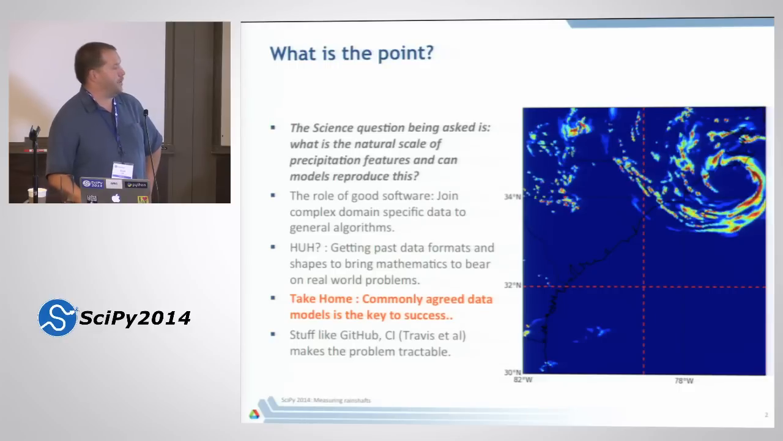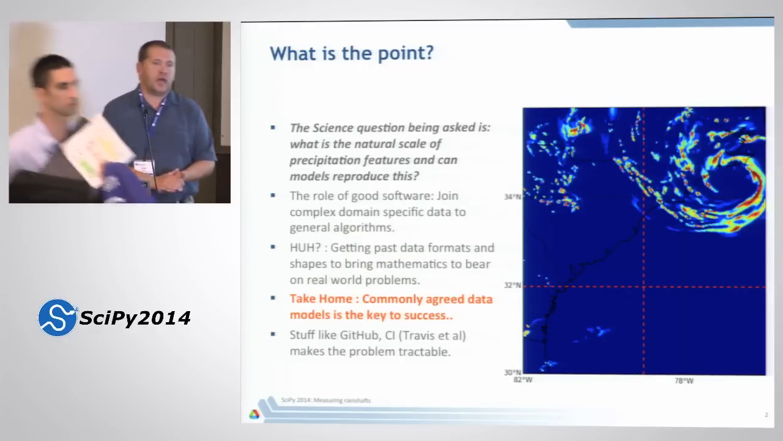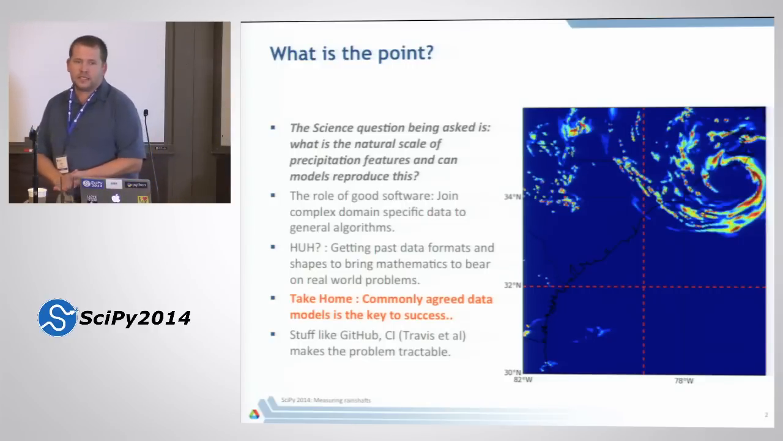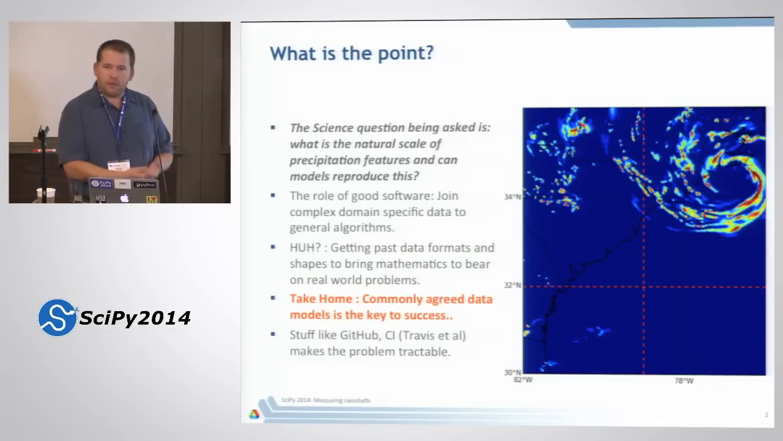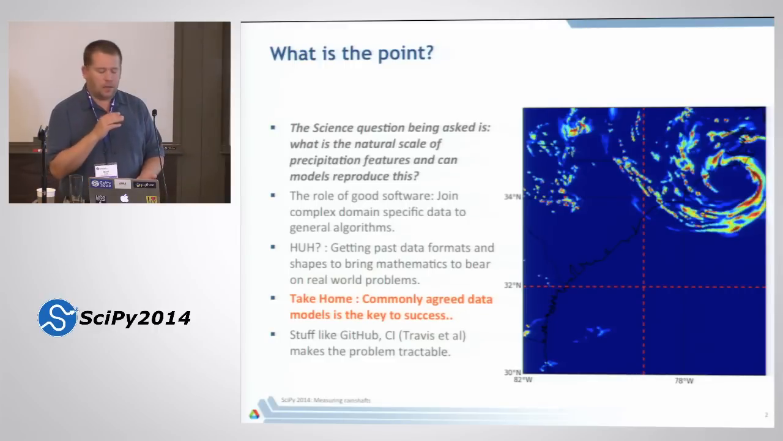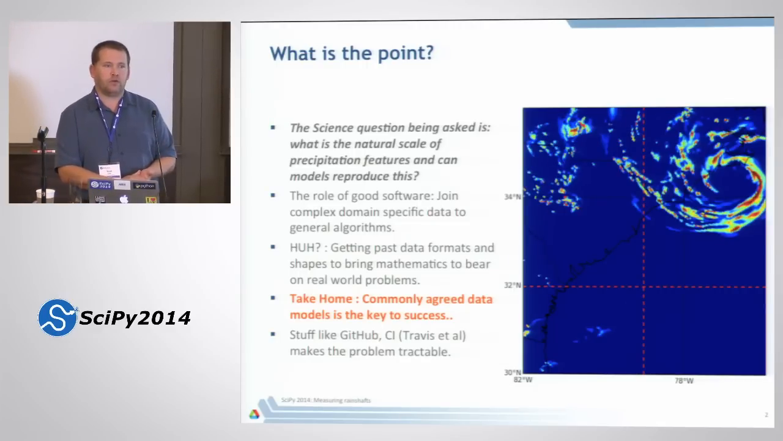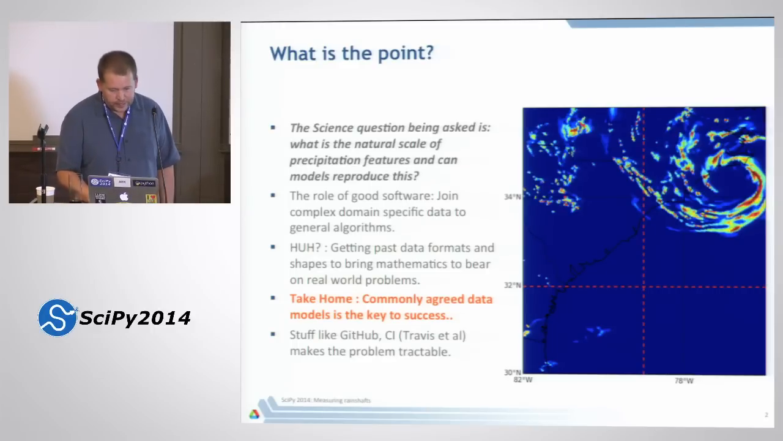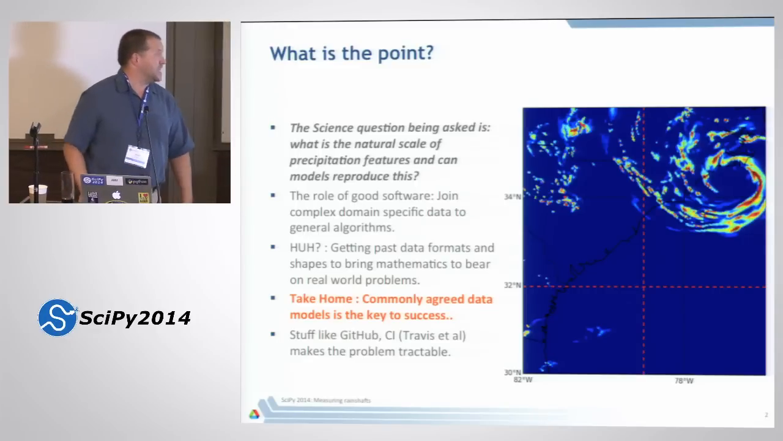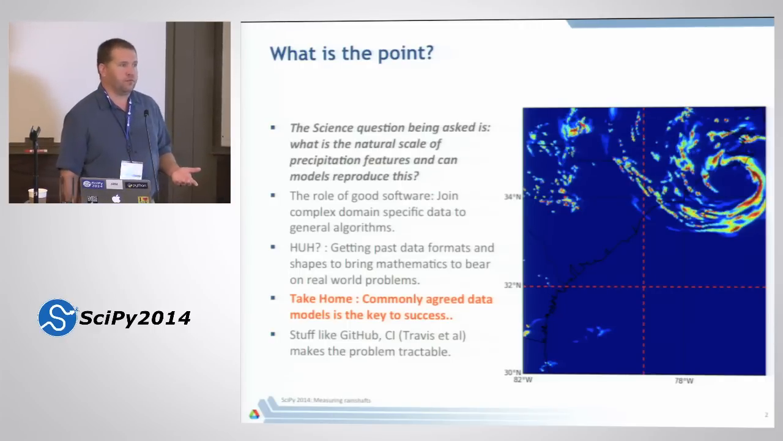And the role of good software in this case is to join complex domain-specific algorithms together. So we have domain-specific science. We have radar meteorology, which involves its own formats, its own methodologies. But then you've also got mathematical software, mathematical science, minimization, machine learning. So good software bridges the gap between those fields and opens up our data source and our domain to the work that's been done. So basically, what does this really mean? It means getting past data formats and shapes to bring mathematics to bear on real-world problems.